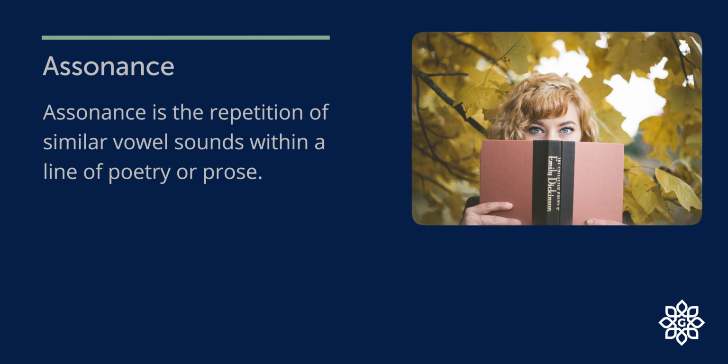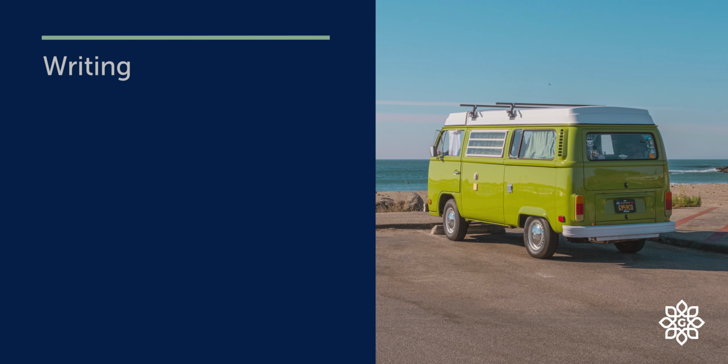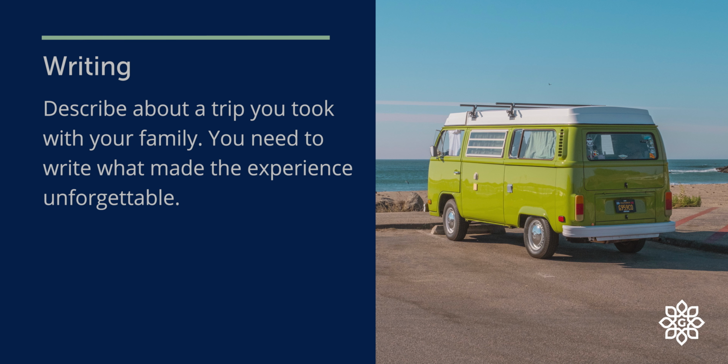Now, moving on to the next topic, writing. You need to describe a trip you took with your family. You need to write what made the experience unforgettable. And you should also write a paragraph mentioning the details of the trip, the place and things you saw, the people you interacted with, and the reasons why you liked it or did not enjoy it. So once done, you can submit it along with the assignments.